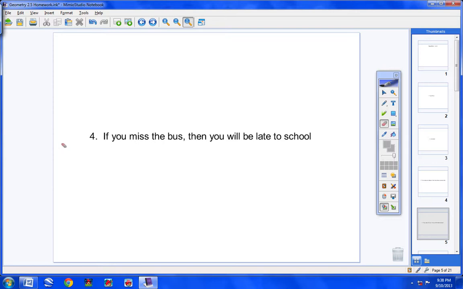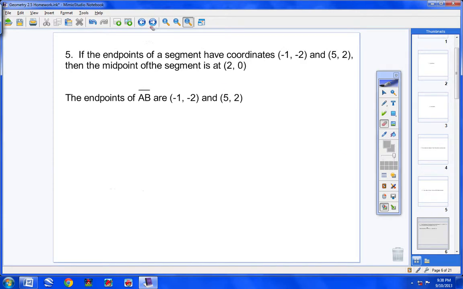Now take a look at number 5. What can you conclude from the following true statements? Here's what number 5 says. If the endpoints of a segment have these coordinates, -1, -2, and 5, 2, then the midpoint of the segment is 2, 0. My computer's freezing up here, so hold on a second. Let me see if I can fix this.